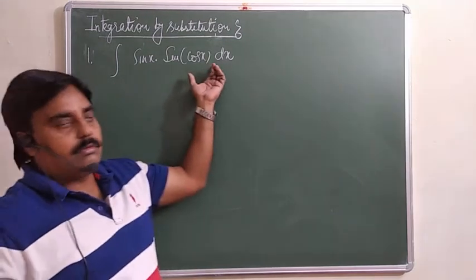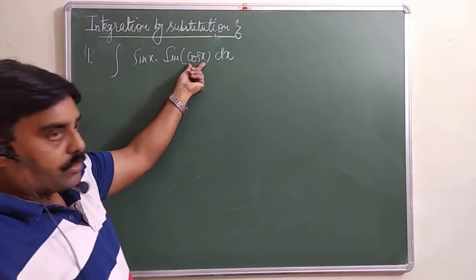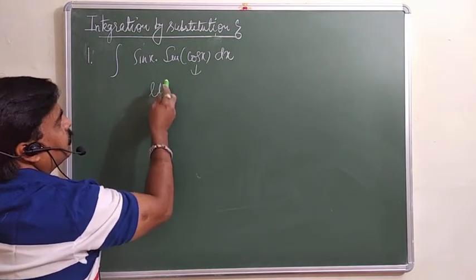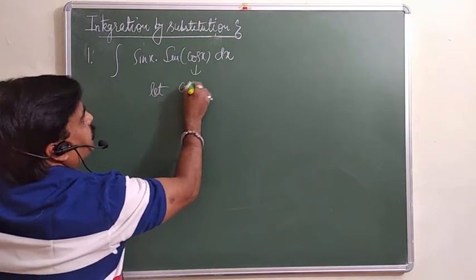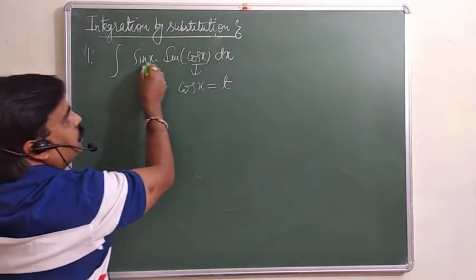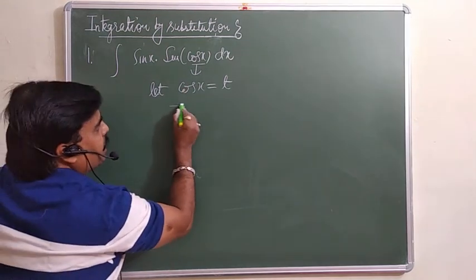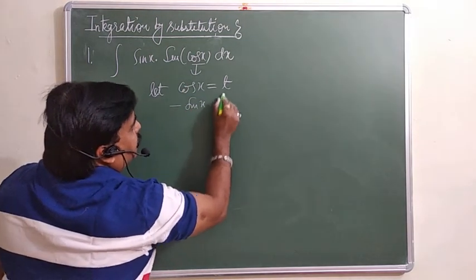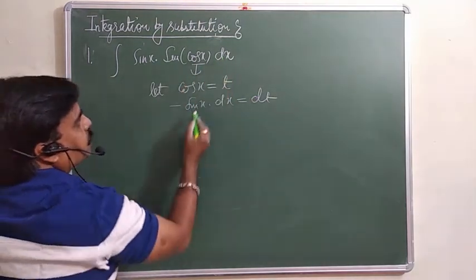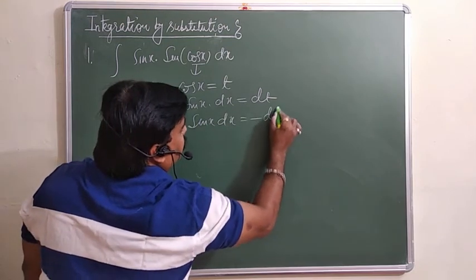Okay, now the question is sine of cos x. In place of x, cos x is given here. So here you can let cos x equal to t, because the derivative of this cos x is already given here only. We are not worried about plus and minus. So this is minus sine x dx is equal to, you can say, dt. So sine x dx is equal to minus dt.